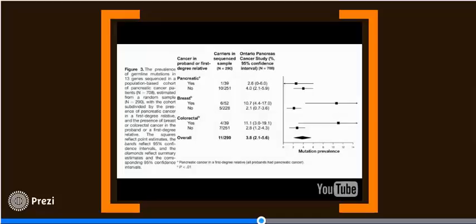Our study supports the use of multiple gene panels in pancreatic cancer, considering the breadth of mutations detected and the wide range of personal and family history of cancer in the mutation carriers.